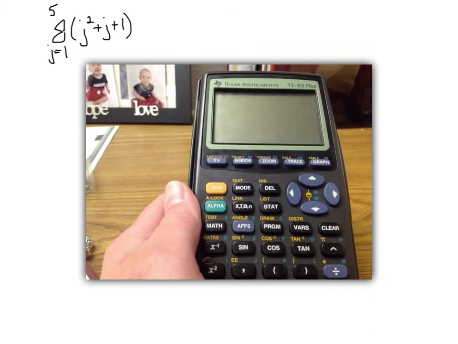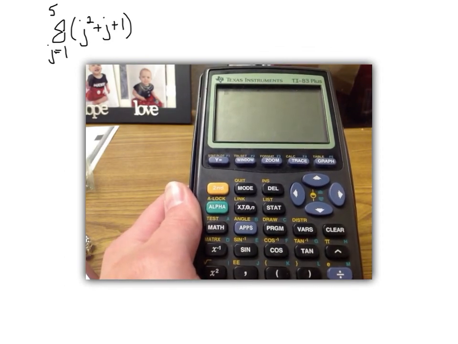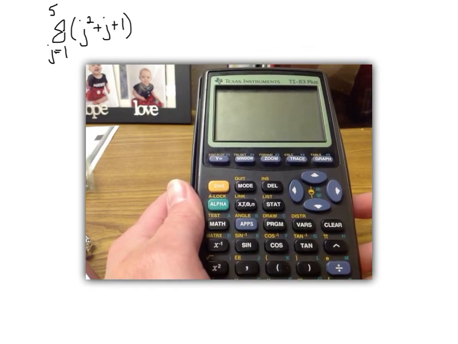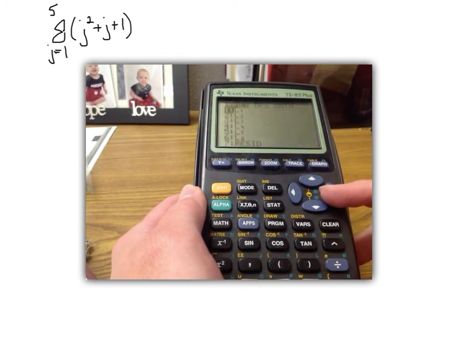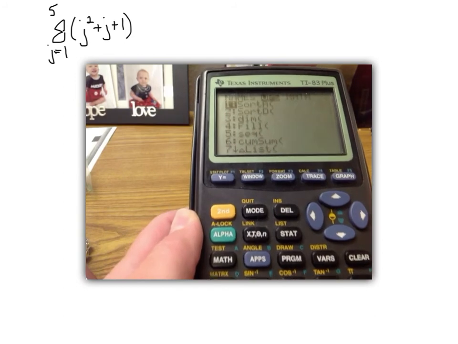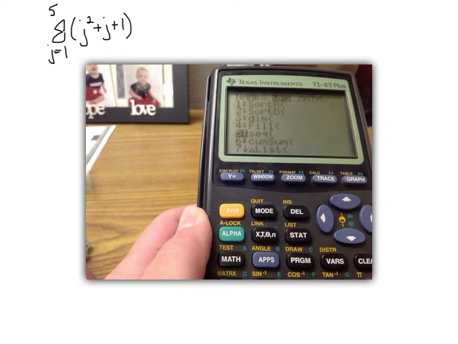Alright, so now I'm going to show you how to use the calculator to do a summation like the one that you saw. This is one that we actually did by hand. So the first thing that you have to do is go to second stat, which is your list, and you need to arrow over to the operations, and then go down to the one that says sequence and hit enter.